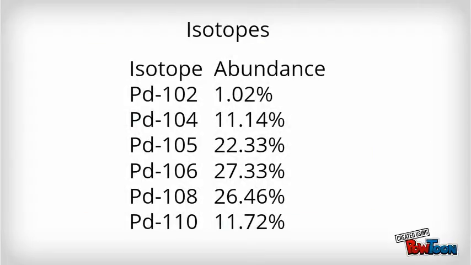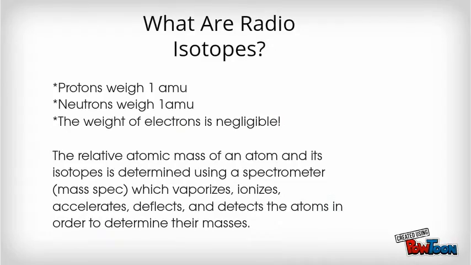For example, palladium has 6 isotopes: palladium 102, 104, 105, 106, 108, and 110. Isotopes of an atom have different mass numbers because of the extra or missing neutrons. Palladium 106 weighs more than palladium 105, and palladium 108 less than palladium 110. Some isotopes are unstable and as a result are radioactive.